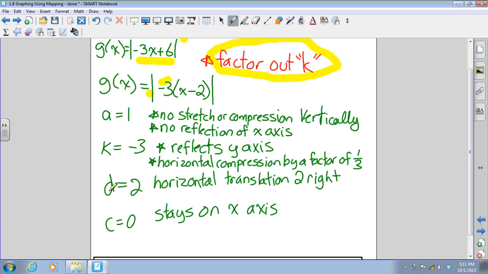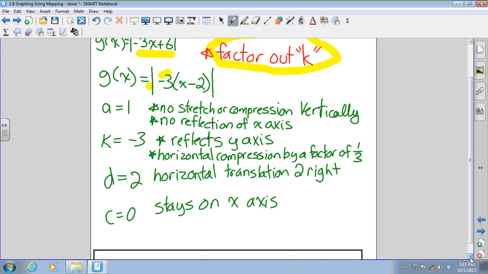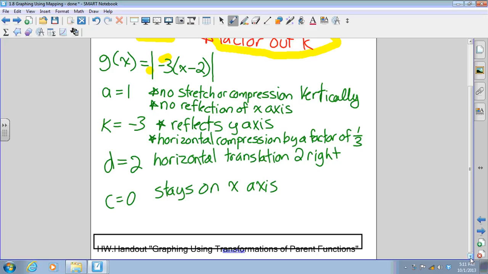And then we can take a look within our brackets there. We've got d equals 2. That's a horizontal translation, which means we're going 2 to the right. And notice there's no constant value out by itself, which means c equals 0. That means it stays on the x-axis. That allows you enough information to then graph this if you're able to.